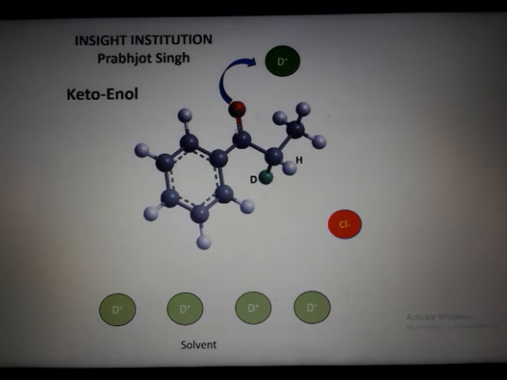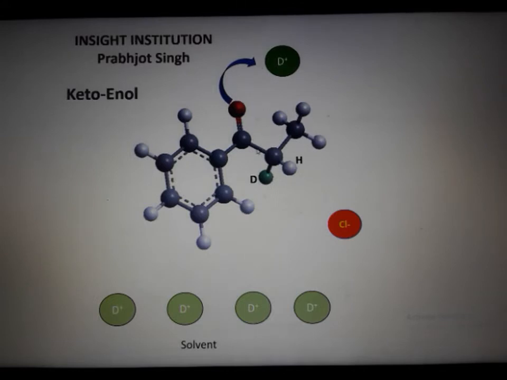So this overall reaction is about the acid catalyzed keto-enol tautomerism, and the basics involved in here will be helpful for the other upcoming topics. So the first interaction between this moiety and the solvent will be the lone pair transfer, because it is of higher energy amongst the electrons.